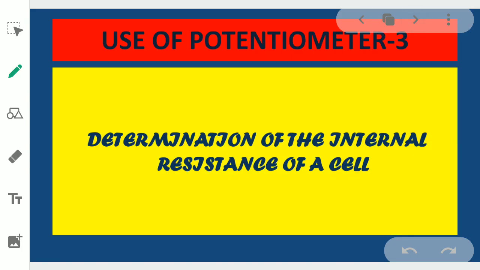So this is the use of potentiometer for determination of the internal resistance of a cell. So tell me, what is internal resistance? This is the resistance offered by the electrolyte of a cell, the chemicals present inside the cell, which opposes the flow of current inside the cell. So this is the internal resistance of a cell.